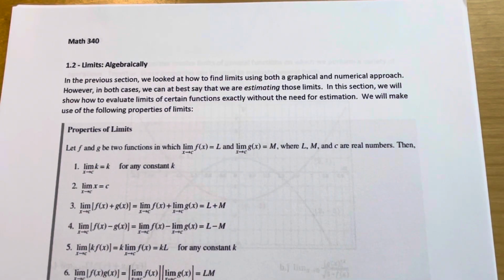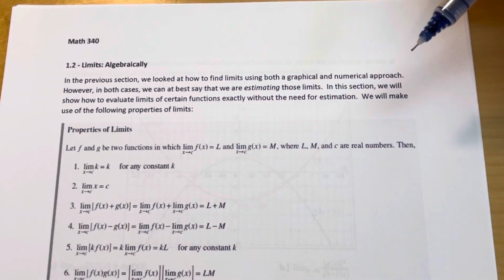All right, so we're in section 1.2 now, still looking at the topic of limits, but this time we're taking a different approach than we did in 1.1. In the last section, we were looking at estimating limits by using both the graphical and numerical approaches. And in both of those cases, we were specific in saying that we were estimating limits because neither of those approaches are all that exact.